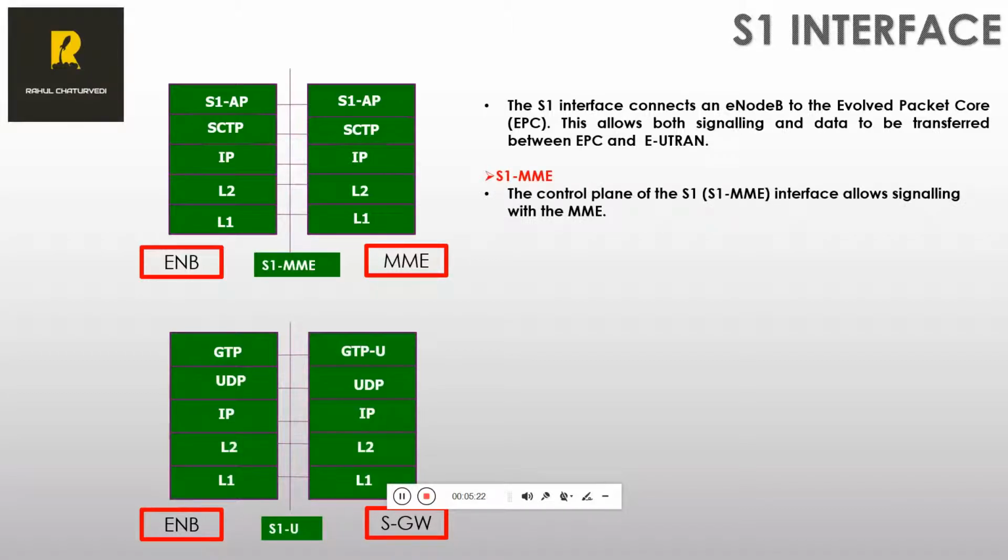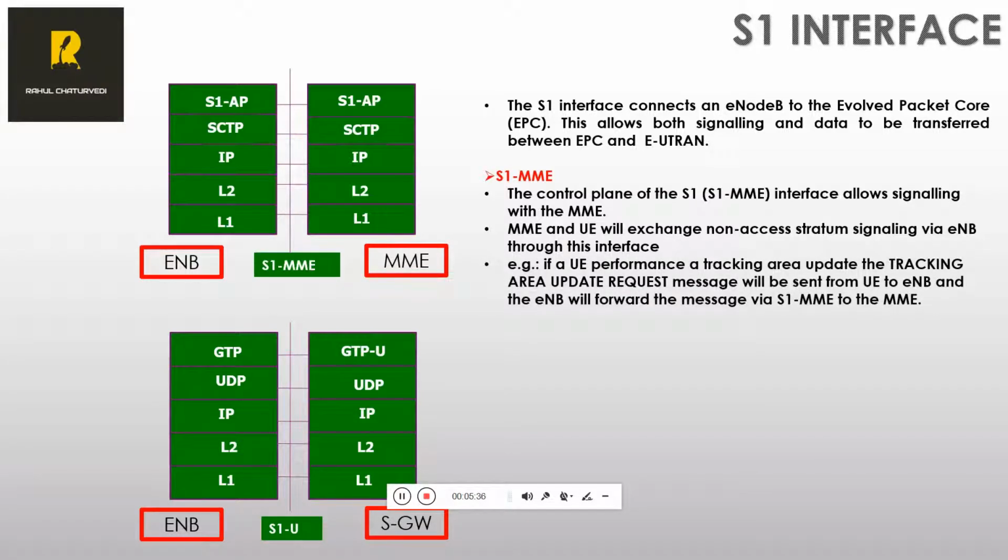Coming to the S1-MME first, the control plane of the S1 interface allows signaling with the MME. MME and UE will exchange non-access stratum signaling via the eNodeB through this interface. For example, if a UE performs a TAU, tracking area update, the tracking area update request message will be sent from the UE to the eNodeB, and the eNodeB will forward that message via S1-MME to the MME. S1AP is the application protocol.